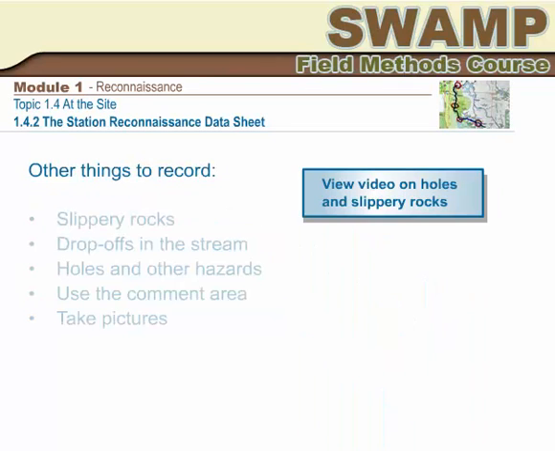There are many other types of information you can capture while in the field. When you wade, you may want to make notes of slippery rocks, drop-offs in the stream, holes you almost fell into, and any other observations. Use the comment area or the back of your datasheet, or use a dedicated field notebook. Take pictures of obvious landmarks if you want to warn others about wading hazards.